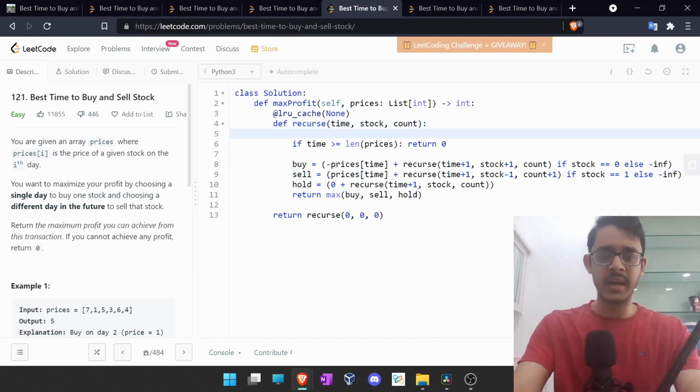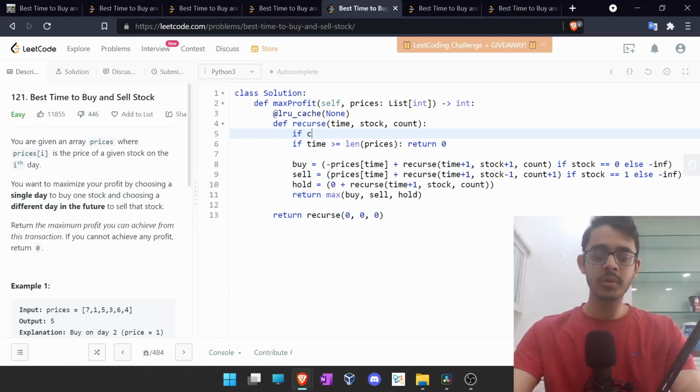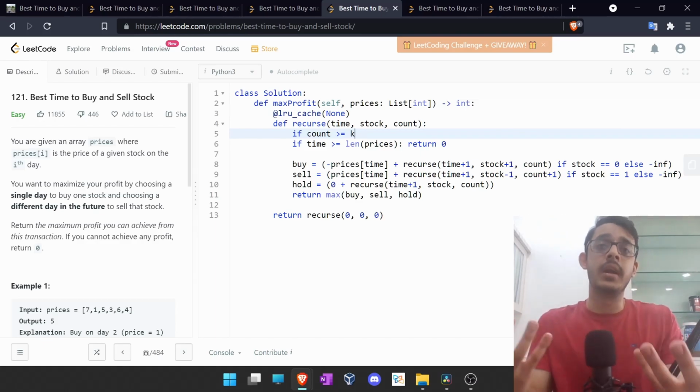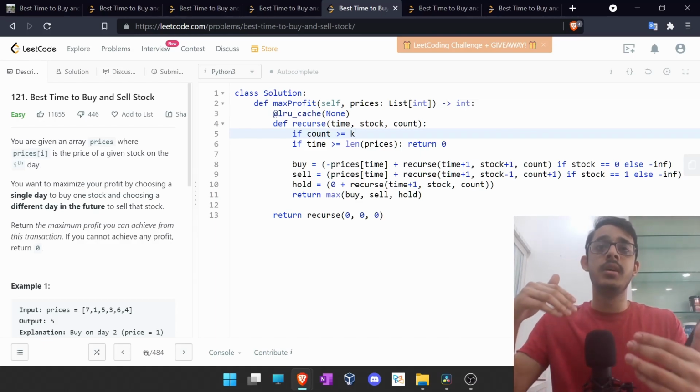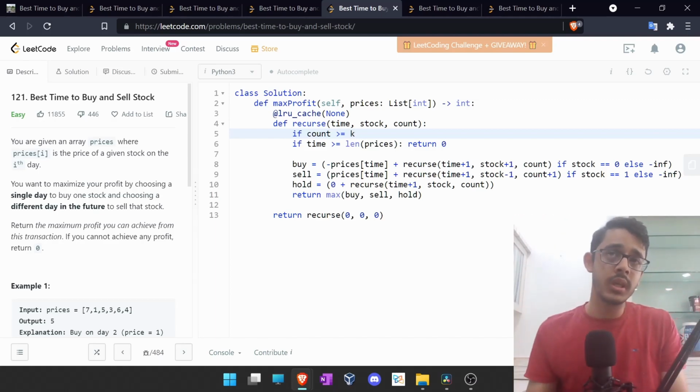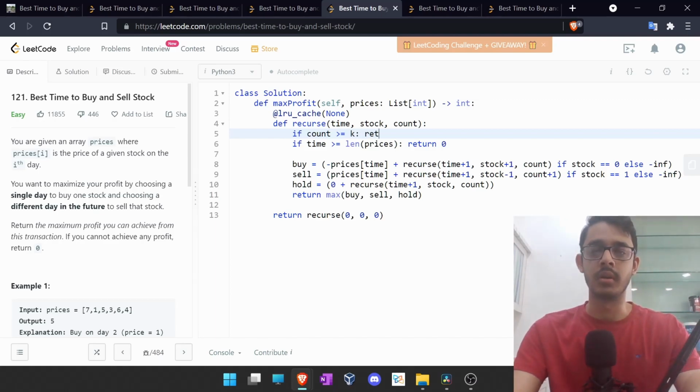We also must add this base case over here. Now this is an additional constraint. So you want to check if the count somehow becomes greater than or equal to the upper limit of count, which we'll call K. If the number of transactions starts to touch and go over the upper limit, we'll also return.